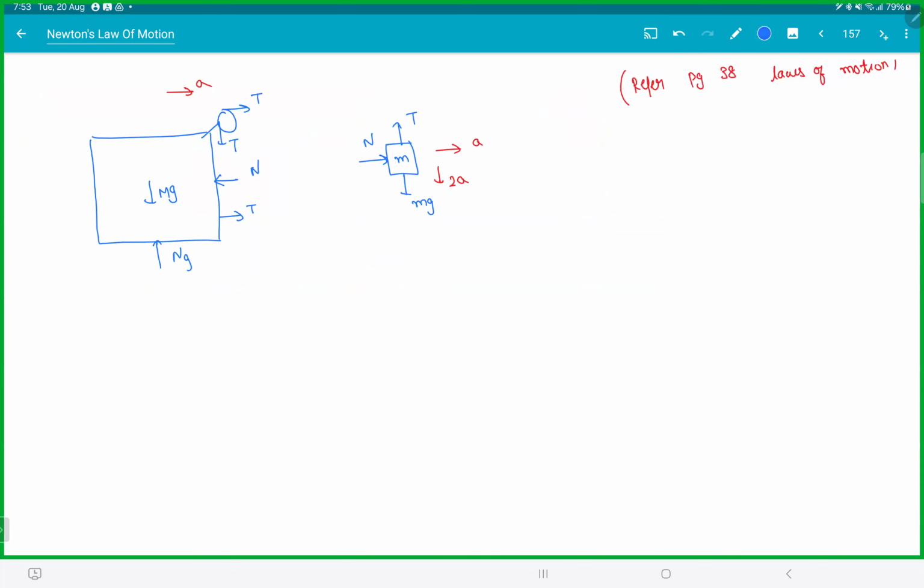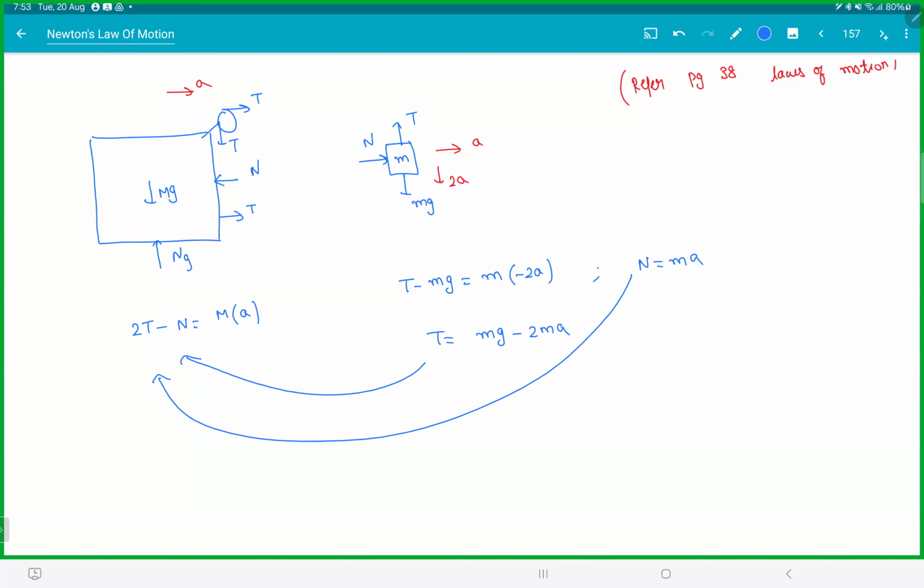Writing FBDs and the constraint is the main thing. Forces. 2T minus normal reaction is mass into acceleration. Here, T minus mg is equal to mass into minus 2a. Horizontally, N is equal to m into a. So T will be mg minus 2ma. N is equal to ma. Take this and substitute here. Take this and substitute here.